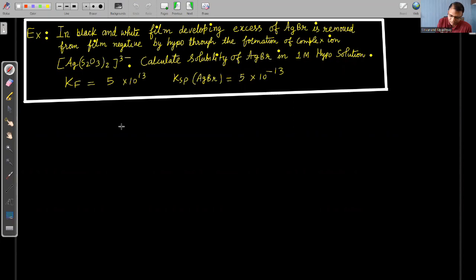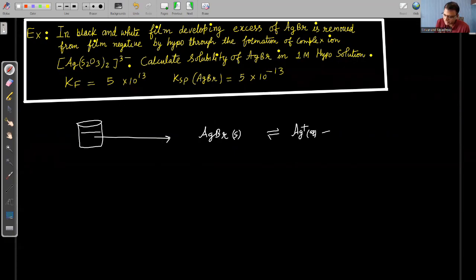So again here, in place of ammonia we are using hypo solution. So we can say that in this system there is silver bromide, a saturated solution of silver bromide. AgBr in solid state is in equilibrium with Ag+ ion in aqueous state plus Br- ion in aqueous state. Because of the thiosulfate ion, Ag+ ion in aqueous state will form a complex with thiosulfate ion in aqueous state, and this complex ion is stable, meaning the equilibrium constant of this reaction is very large.